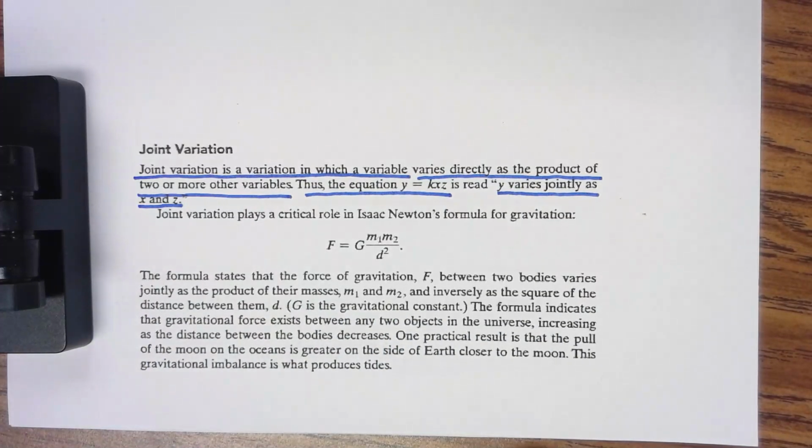G is the gravitational constant. The formula indicates that the gravitational force exists between any two objects in the universe, increasing as the distance between the bodies decreases. One practical result is that the pull of the moon on the oceans is greater on the side of Earth closer to the moon. Thus, gravitational imbalance is what produces tides. Kind of interesting where that comes from.